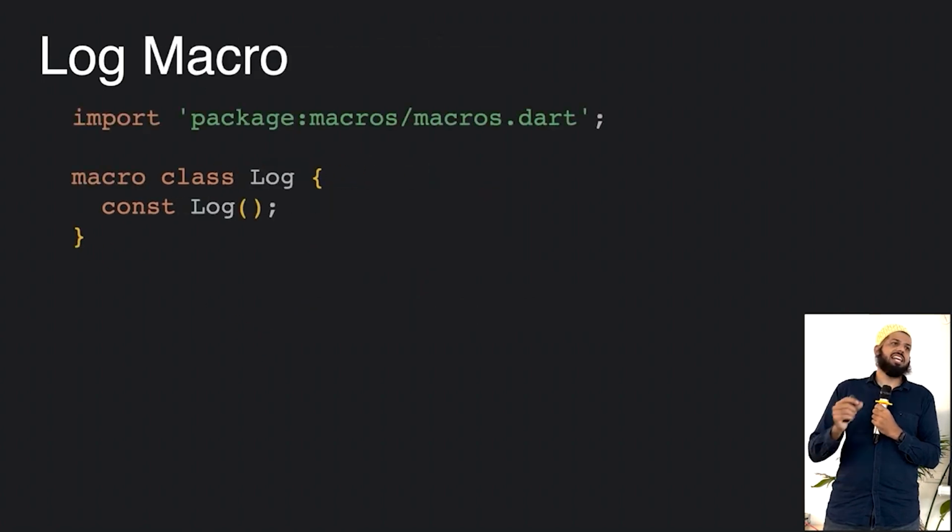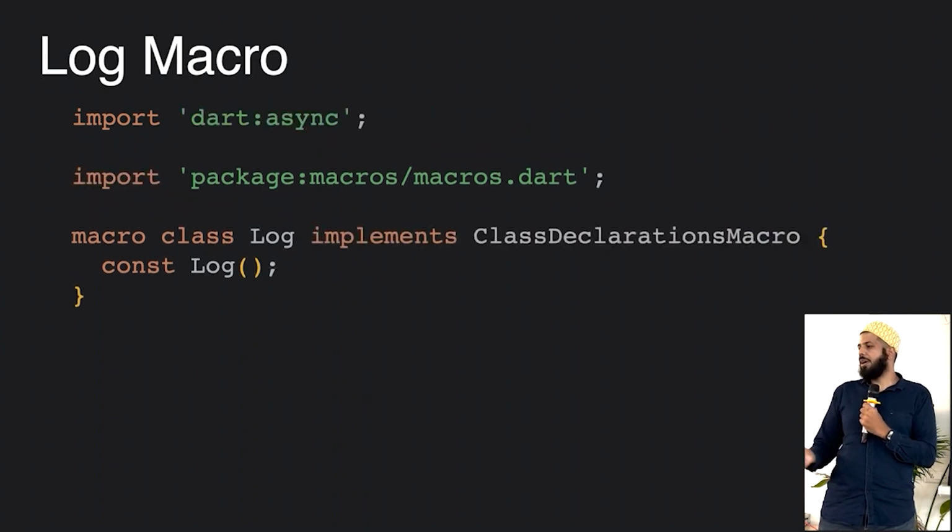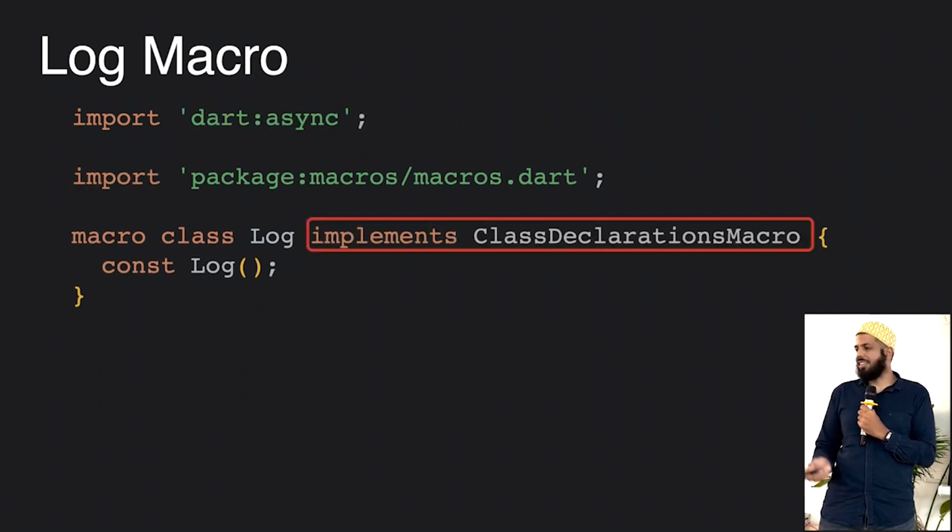So to do that, I'll create a macro class called log, and this name is basically your annotation name. Earlier we saw data and freeze and functional widget. This is the name of your annotate macro class. And then you implement a class declaration macro, and this is important because it implies where you want to apply this macro to.